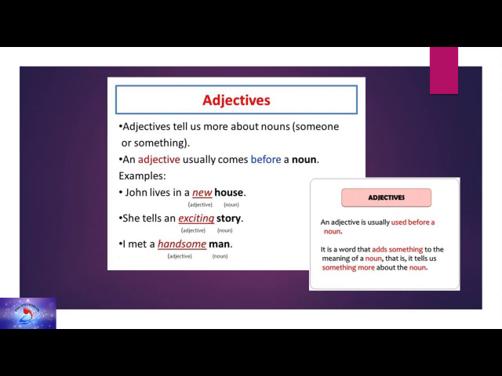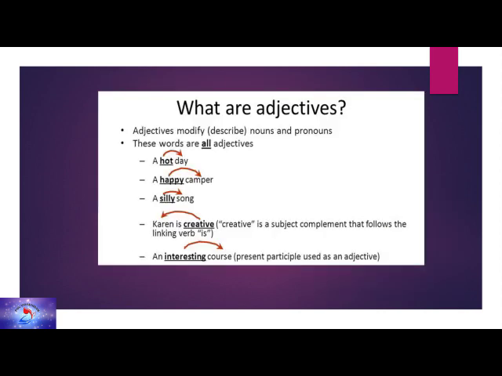She tells an exciting story. It describes the story to be exciting. So it is an adjective. I met a handsome man. How did he look? He was handsome. So handsome here is the adjective. So it is always used before a noun. It is a word that adds something to the meaning of a noun. It describes something more about the noun. Okay, so these are some of the examples.